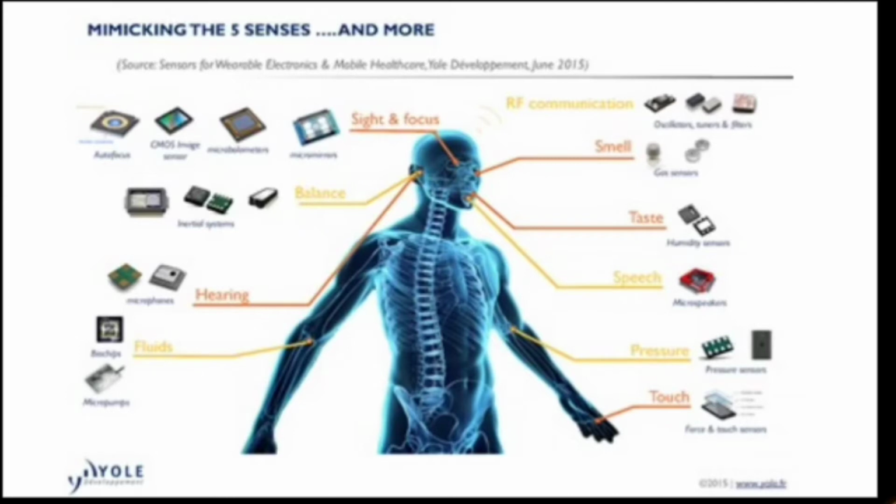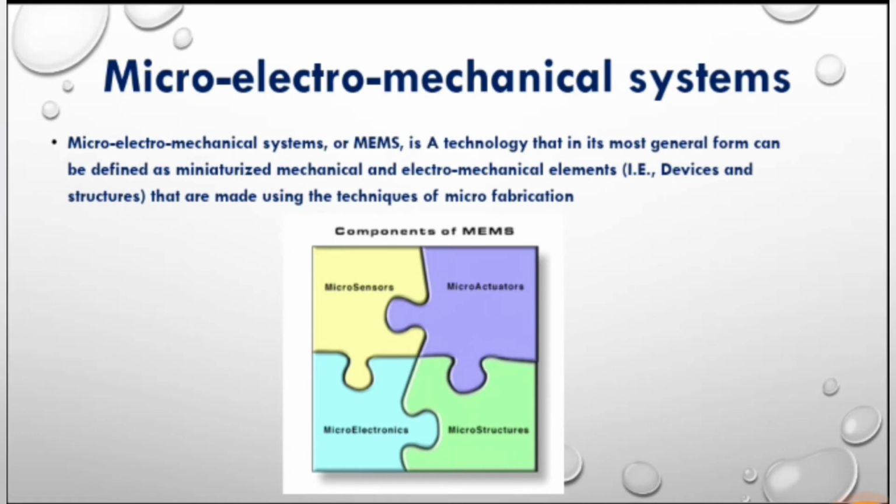These devices can replace bulky sensors and actuators with micron-scale equivalents, and they also reduce cost, bulk, weight, and power consumption while increasing performance, production volume, and functionality. The elements of MEMS include microstructures, microactuators, microsensors, and microelectronics.